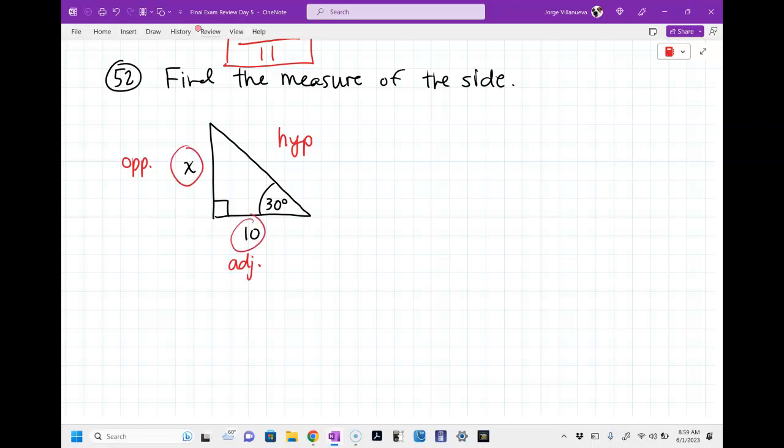So they gave me these two pieces, opposite and adjacent. Which trig function do I use? Tangent, yeah, tangent. Tangent of my angle, so I'm not going to put theta this time, I'm going to put 30 degrees, is equal to opposite, which is x, over 10. To get x by itself, all I have to do is multiply by 10. That gives me 10 times tangent of 30 degrees equals x.